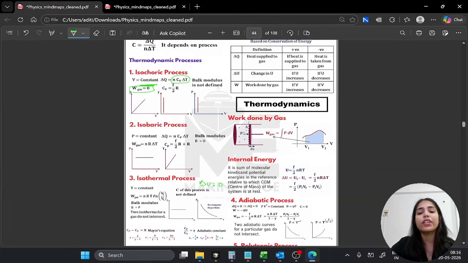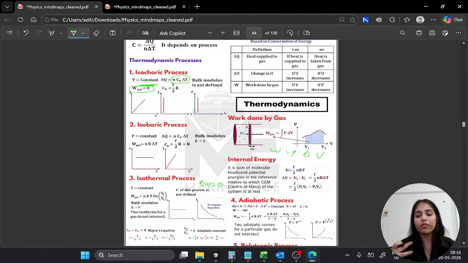Now, work done by the gas. Whenever a gas is increasing its volume against some pressure and doing some work, that work done is equal to the pressure inside the gas times the change in volume. So work done is equal to P delta V. And the formula for internal energy is f upon 2 nRT. Internal energy is the energy of the molecules.